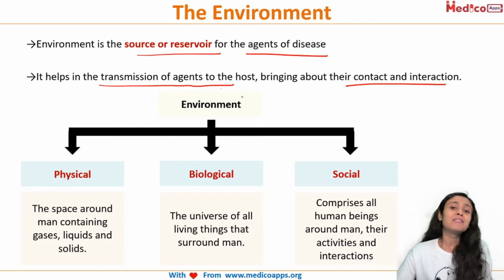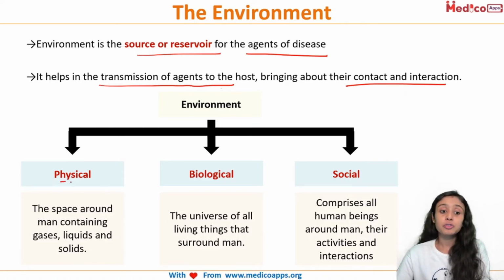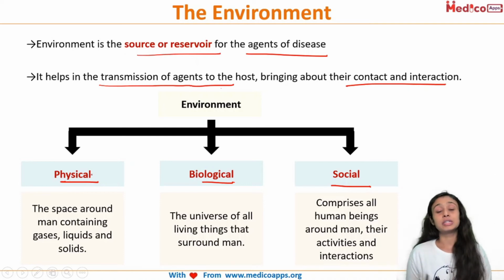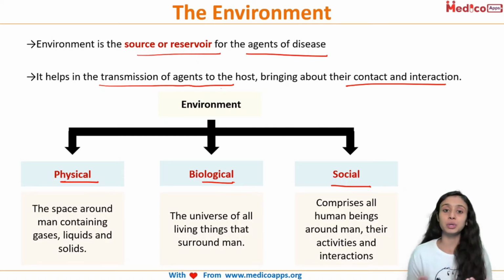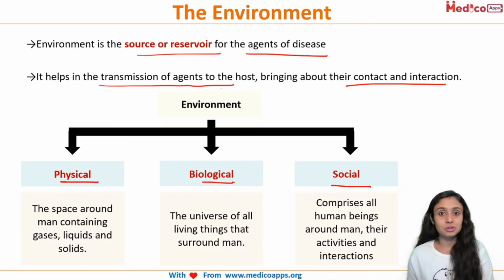So when you consider environment, we have different kinds of environment. First, you have the physical environment, then the biological and social environment. Physical environment is all the spaces surrounding us, for example air, water, gases, liquid, solid. So in case you're in an environment where there is contamination of the water, for example issues like E. coli, it will spread everywhere. In the case of E. coli, E. coli is the agent, we are the humans, and what is helping in transmission? The infected water.